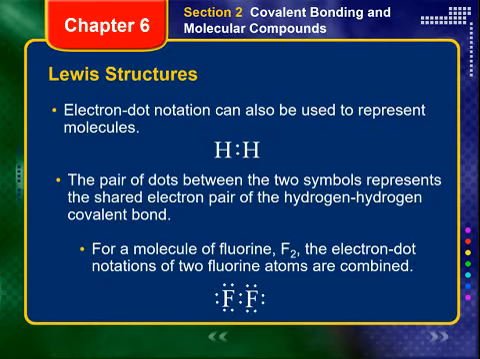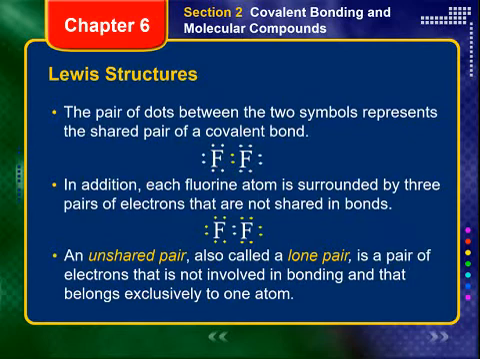For a molecule of fluorine, F2, the electron dot notations of two fluorine atoms are simply combined. Here, also, the pair of dots between the two symbols represents the shared pair of a covalent bond. In addition, each fluorine atom is surrounded by three pairs of electrons that are not shared in bonds. An unshared pair, also called a lone pair, is a pair of electrons that is not involved in bonding and that belongs exclusively to one atom.